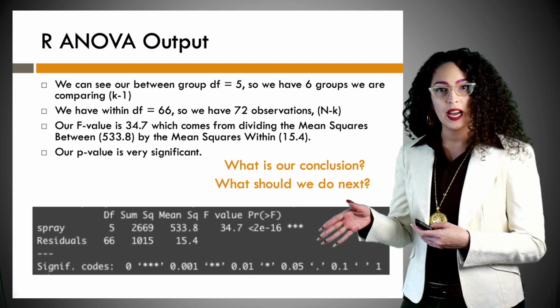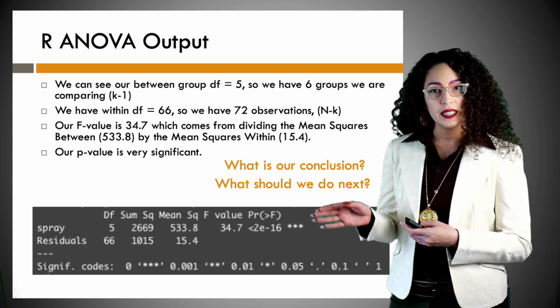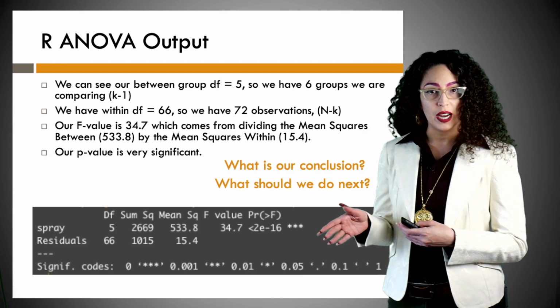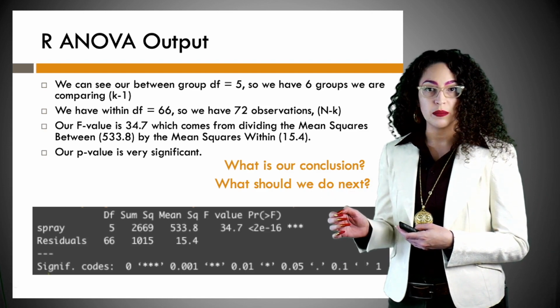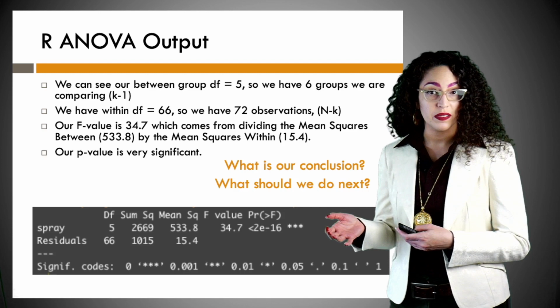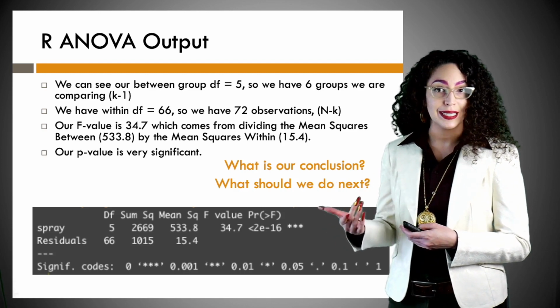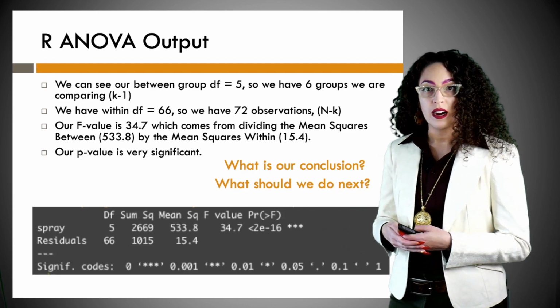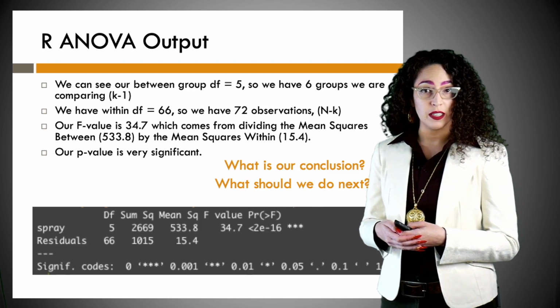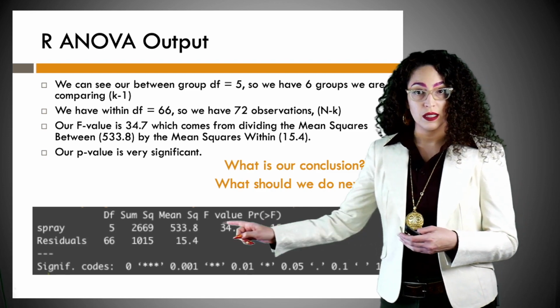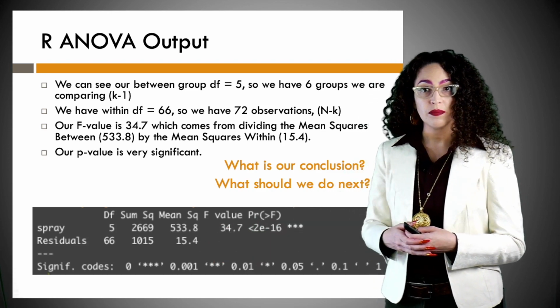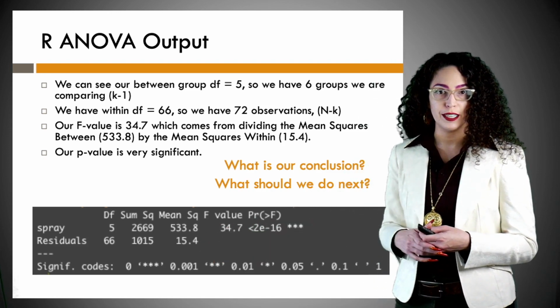So this is the ANOVA output from R. We can see that our between group degrees of freedom is 5, so we had 6 groups. We have 66 degrees of freedom within, meaning we had 72 observations because 72 minus 6 is 66. Our F value is 34.7, which comes from dividing the mean squares between by the mean squares within, this divided by this. And our p-value is very significant.